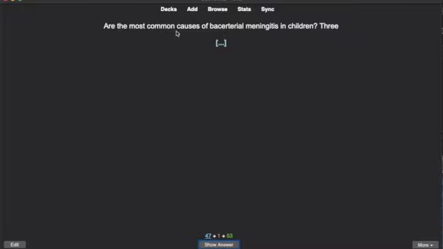Blank are the most common causes of bacterial meningitis in children. There's probably what? 3. So I probably did a talk to text on this one. That's why it came out as 3 like this. Are the most common causes of bacterial meningitis in children. Bacterial. Oh, I just had this. Probably E. coli, listeria, and I know that was sepsis. Was that meningitis? Yeah, there we go.